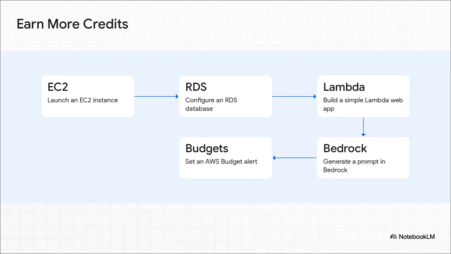And to unlock that second $100, AWS actually gives you a very specific roadmap. You literally earn an additional $20 for completing each of these 5 specific learning activities. You just launch an EC2 instance, configure an RDS database, build a simple Lambda web app, generate a prompt in Amazon Bedrock, and this one's absolutely crucial, set an AWS budget alert. Do all 5 and boom, you unlock the rest of your credits. It's literally a roadmap to learning the cloud, and they're paying you in credits to do it.